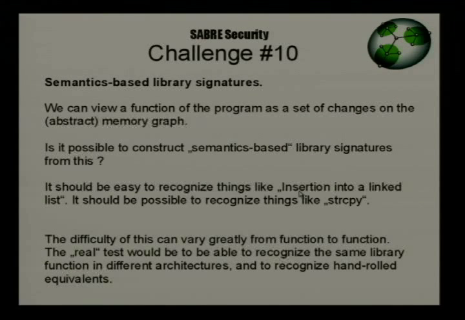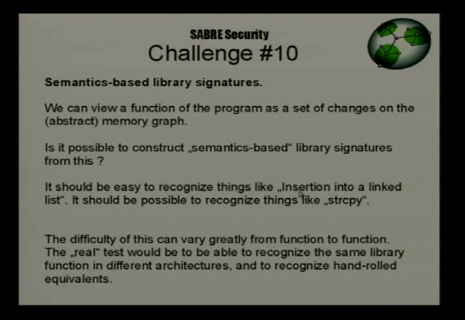All right, challenge number 10, semantics-based library signatures. Semantics-based library signatures means, well, if somebody hand rolls his string copy, I would like to see that. I would like my signature algorithm to somehow recognize somebody has hand-rolled a string copy, without requiring him to have a very specific implementation of string copy. Like I want this to work even if he calls string length and memcopy, or also if he hand rolls both loops. I just want a semantic signature for these things.